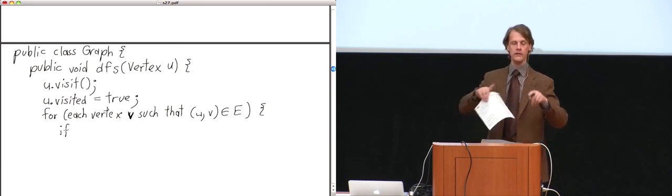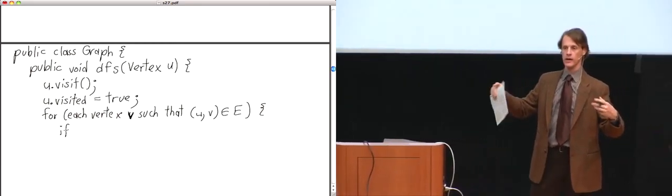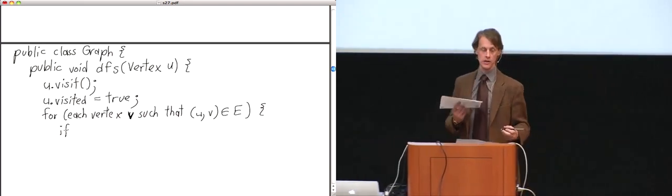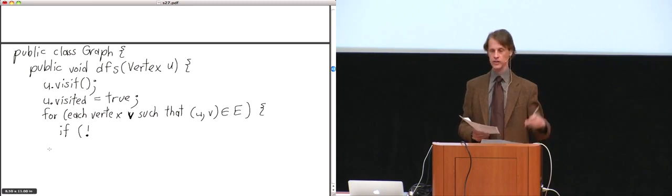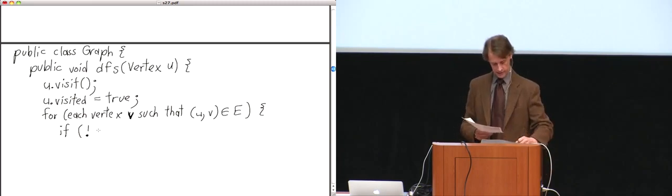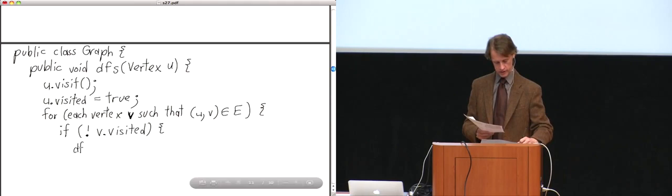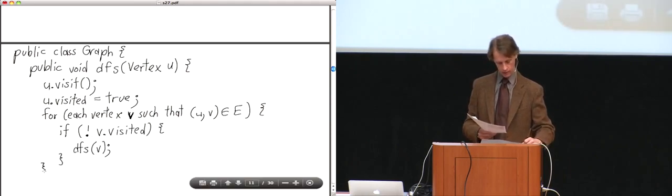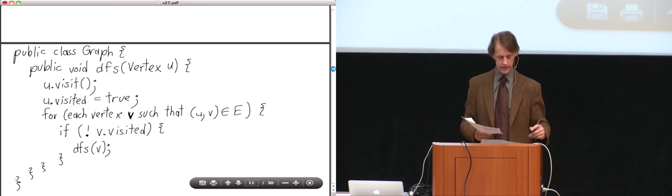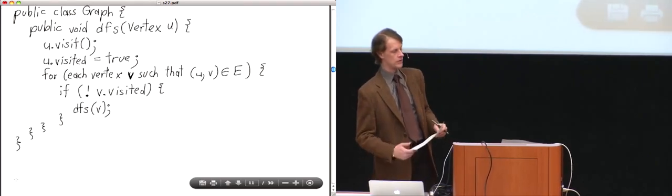So we look at all of the edges going out of U. We look at the vertices that they connect U to, and we ask, are any of those not visited yet? So remember, exclamation mark means logical not. So if the vertex v has not been visited yet, then we will call depth first search recursively on vertex v. And that will look at its neighbors, and its neighbors will look at its neighbors, and so on. And that's the whole code.